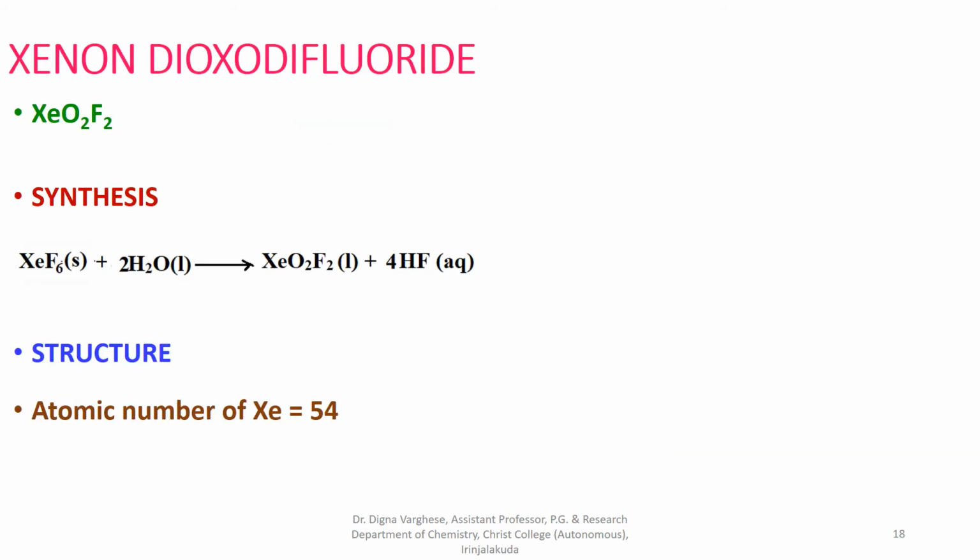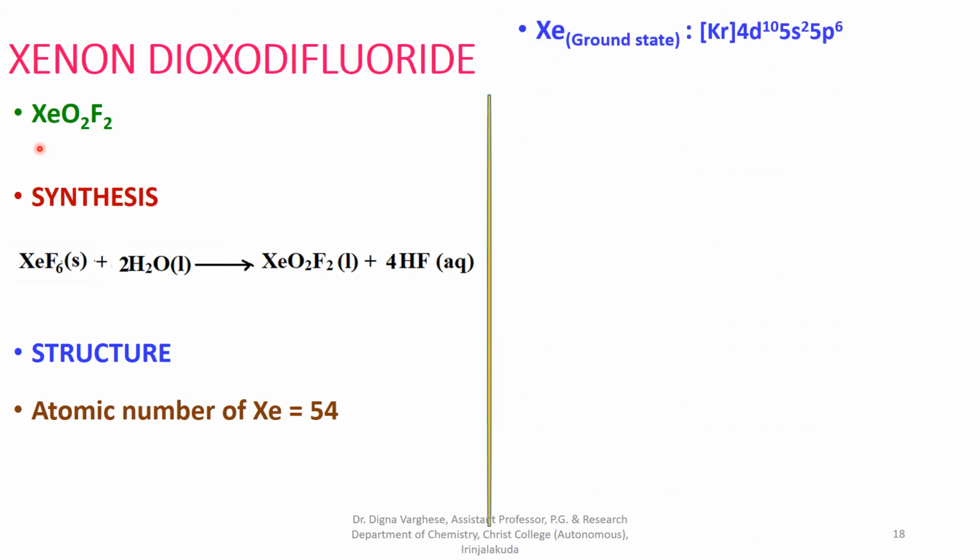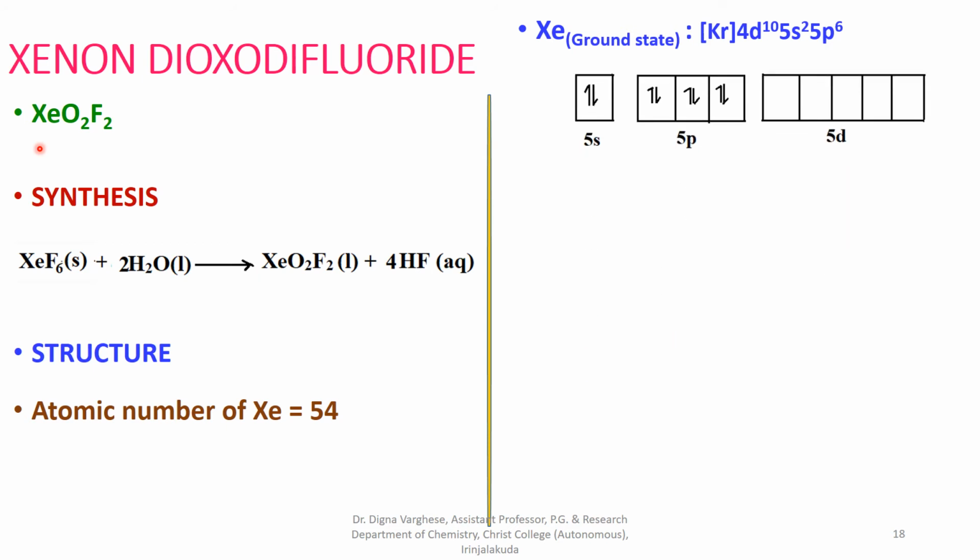Xenon dioxo difluoride. Molecular formula is XeO2F2. Synthesis of the compound: when xenon hexafluoride is treated with water, it gives xenon dioxo difluoride and hydrogen fluoride. We know the central element is xenon and the atomic number is 54. The ground state configuration is krypton 4d10 5s2 5p6.